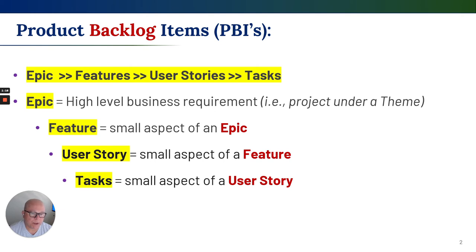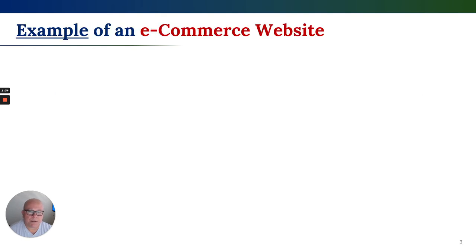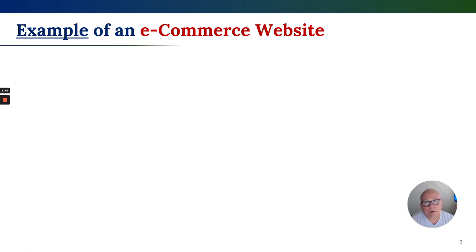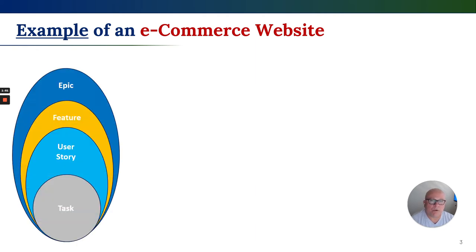So what does that look like in an example? I have here an example of an e-commerce website. How would you apply that if you're developing an e-commerce website? When we think about epic, features, user stories, and tasks, the epic would be the website itself. So we want to build an e-commerce website. The epic, because it's the project, is to build a website for an e-commerce store.